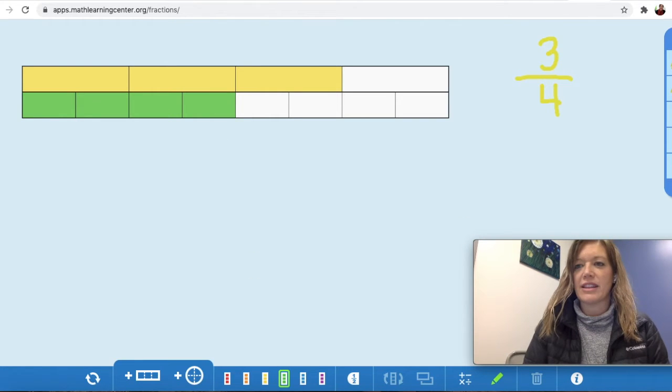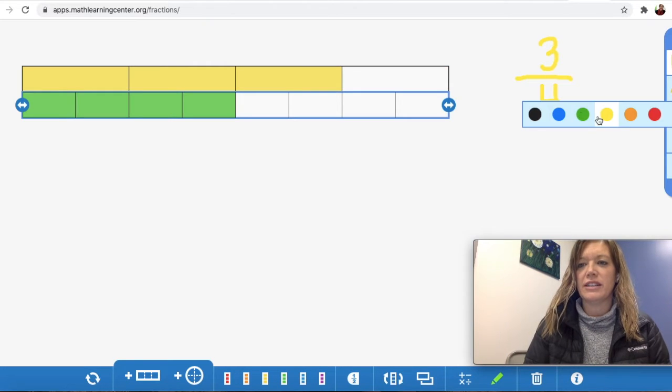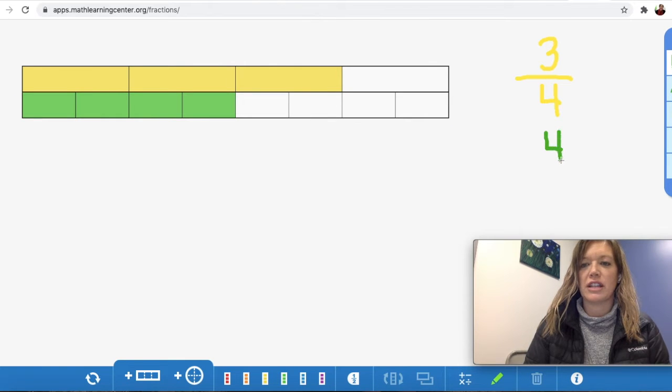So how would I write this? Remember how we wrote our last one? We had 4 parts shaded in out of how many? 4 out of 8.